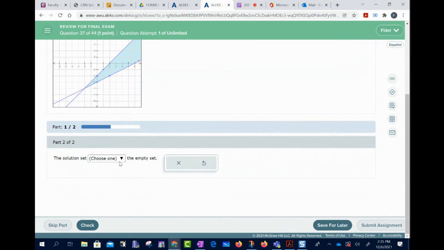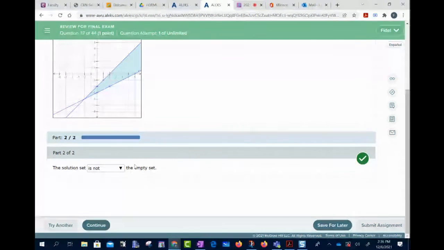And there we go. Okay, the solution set is not the empty set, right? Because the empty set would be if there was no overlap. Remember what I'm looking for? I'm looking for the overlap. If there was no overlap, well, they would be parallel, and one area would be shaded above, and the other line would be shaded where? Below, because now there's no overlap. What are we looking for? We're looking for the overlap. And so if there was no overlap, then we would say that would be the empty set.